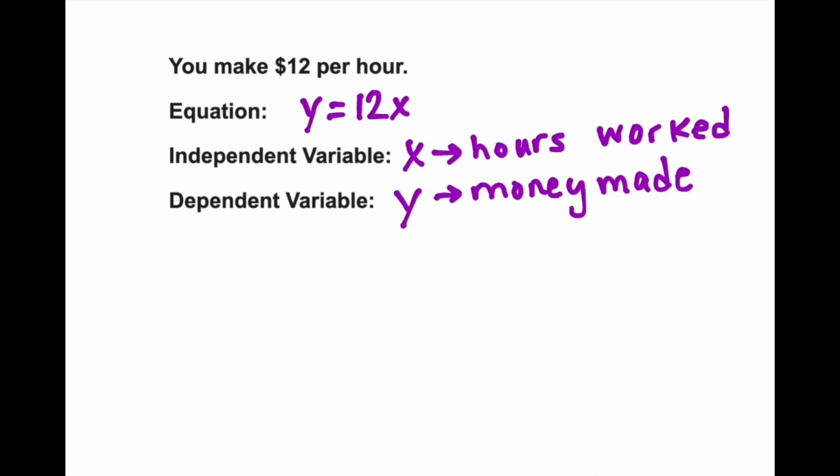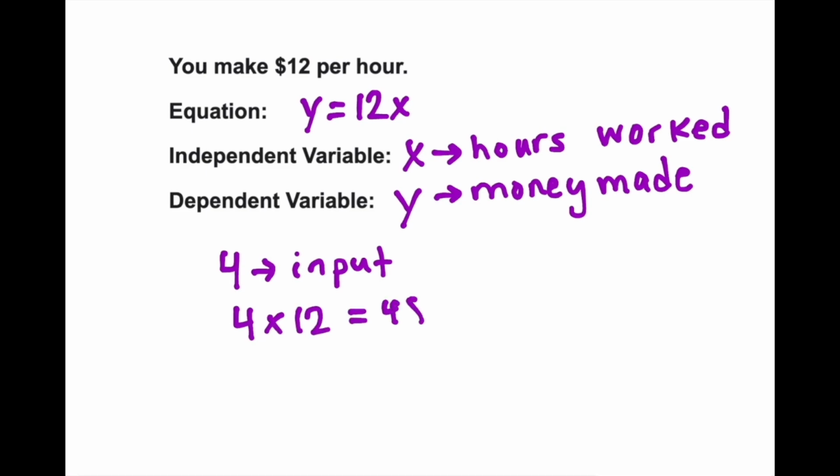So your income, which is the output, depends on how many hours you work, or your input. Your income changes as you work different amounts of hours. For example, how much would you make if you worked 4 hours? If you worked 4 hours, we could put 4 as our input. Then 4 times 12 equals 48. 48 would be our output because that is how much money we made.